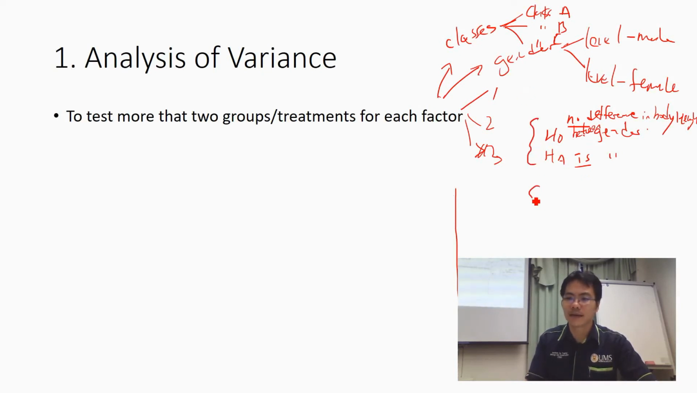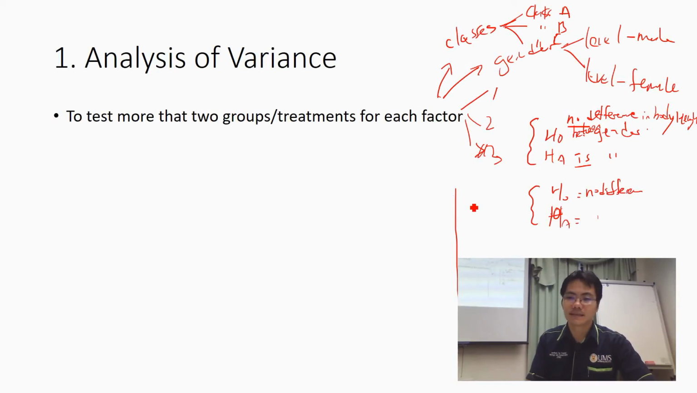So if you have two factors, then you have another pair of hypotheses. So in this case, maybe you want to test is there any differences? No differences in the body height from the students of different classes. Okay. Then the other one is there is differences.